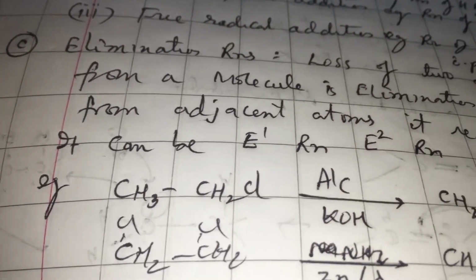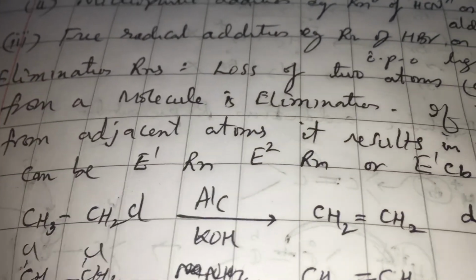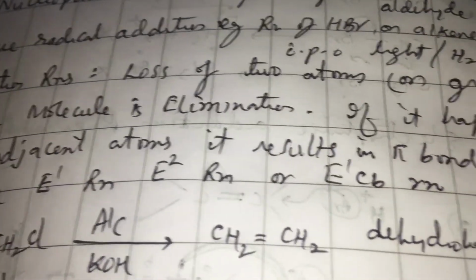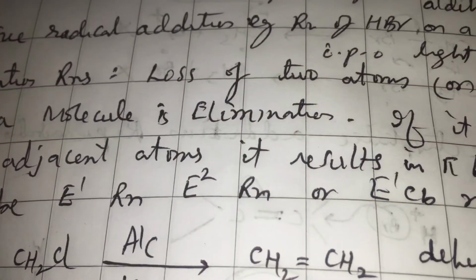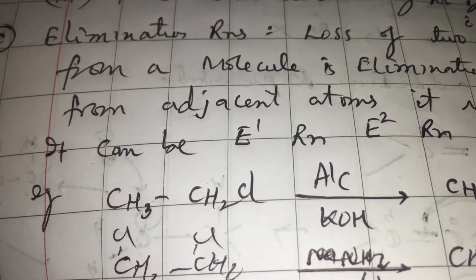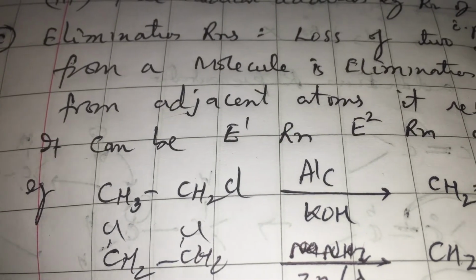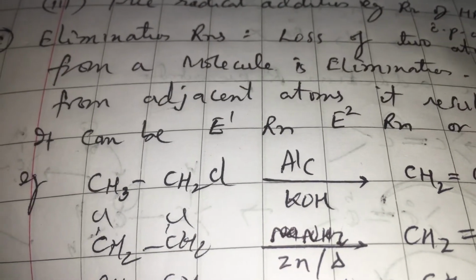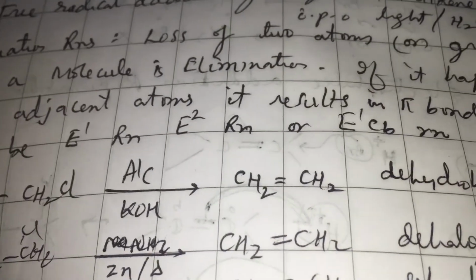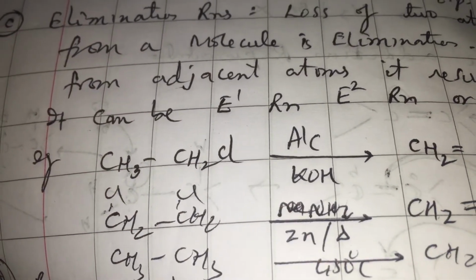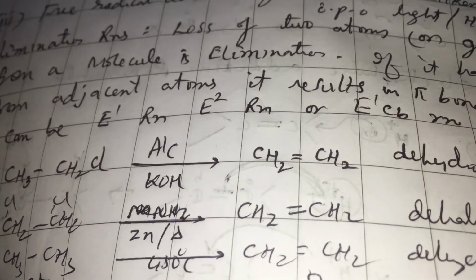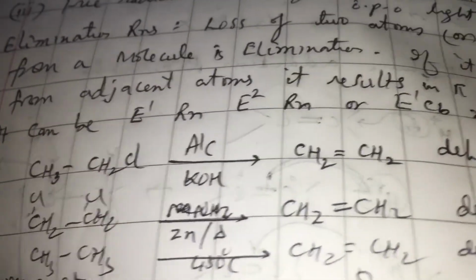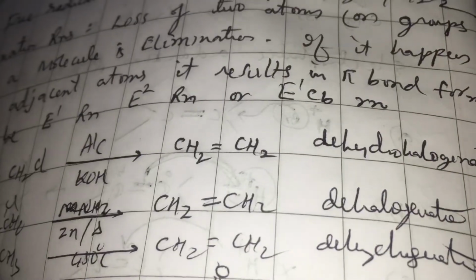If you look at CH3CH2Cl reacting with alcoholic KOH, you are getting CH2 double bond CH2. So this type of elimination is called dehydrohalogenation because HCl is removed. If you are removing Cl2 from a dihalide using zinc on heating, this is called dehalogenation. If you are simply heating an alkane strongly, you are getting CH2 double bond CH2, H2 is lost, dehydrogenation.